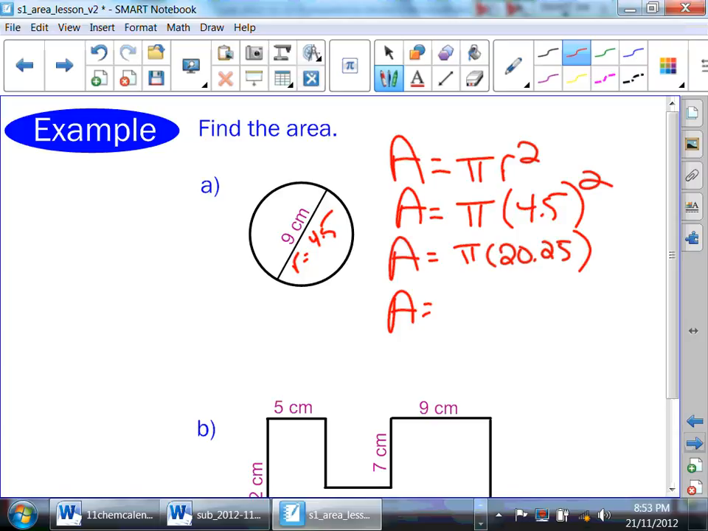20.25, and we get 63.6 centimeters. That's the area of the circle if we round it to 1 decimal place. Okay? 1 decimal place is probably going to be good enough for our purposes.